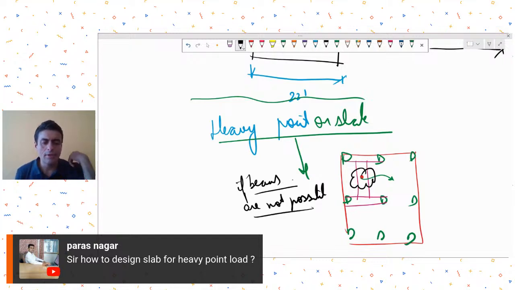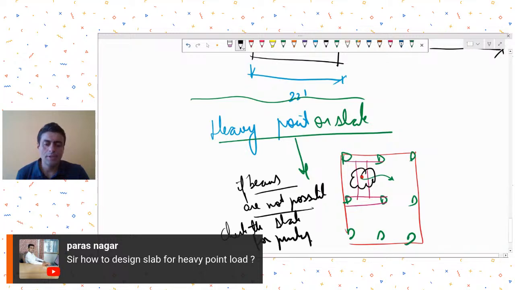Generally these heavy point load situations come up in industrial buildings. Suppose you are resting some equipment and the leg of that equipment has a heavy point load. Usually those are the cases. So in industrial buildings no one minds a beam here and there. But still, let's say if beams are not possible, check the slab for punching and bearing.